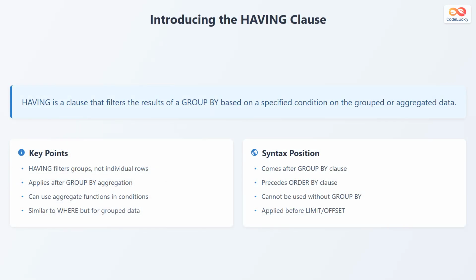Now let's introduce the HAVING clause. HAVING is a clause that filters the results of a group based on a specified condition on the grouped or aggregated data. Here are some key points about the HAVING clause. It filters groups, not individual rows. It applies after GROUP BY aggregation. It can use aggregate functions and conditions and is similar to WHERE, but it is designed for grouped data. It is positioned after the GROUP BY clause and precedes the ORDER BY clause. The HAVING clause cannot be used without GROUP BY, and is applied before LIMIT or OFFSET clauses.